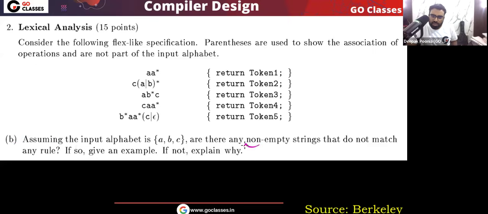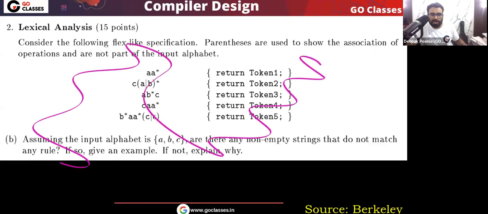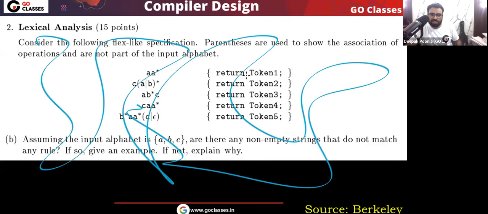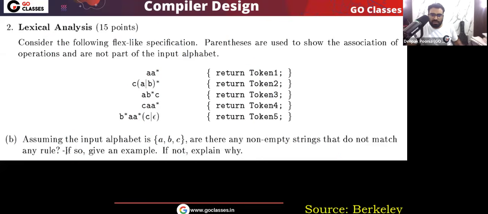Because here we have to go through many strings. We have to check a lot of strings, yes or no? You might be thinking, sir, a lot of strings we have to check, and I don't know which string will not match any rule. So let me tell you, the hint is very simple.